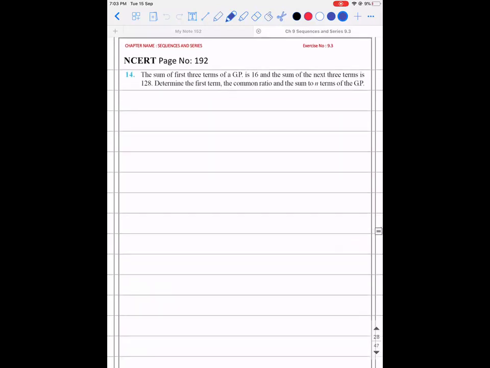Harshita. Yes, sir. Now tell me how to do this problem. The sum of first 3 terms of GP is 16 and the sum of the next 3 terms is 128. Determine the first term, common ratio and the sum of n terms of the GP. Tell me what all do we need to consider and how to proceed with this problem.